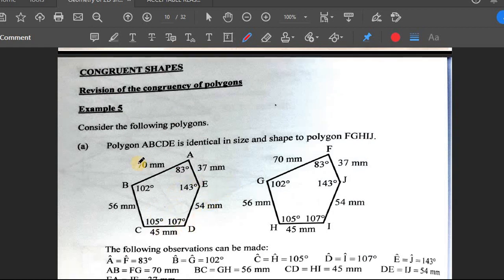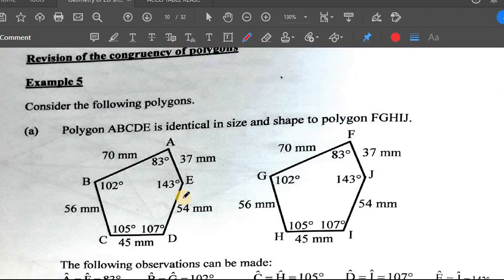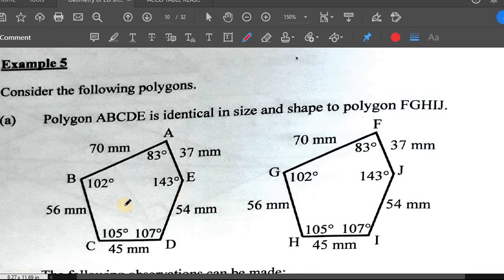So let's look at this polygon here, right? So we can see that this is the exact same shape. I'm not going to call out the figures, but we can see that the angles are all the same. The interior angles, the sizes of the sides are all the same as well, right? So identical in size and shape. Size, we're talking about the measurement, 70 mm, 70 millimeters. The shape of the polygon, we're talking about the internal angles are the same, etc.